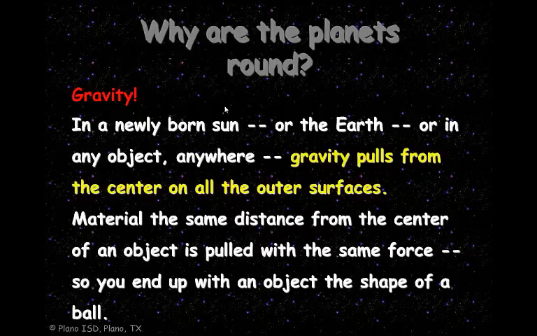Why are the planets round? Why are all the planets round? Gravity. In a newly born sun, or the Earth, or in any object anywhere, gravity pulls from the center on all of the outer surfaces. Material the same distance from the center of an object is pulled with the same force, so you end up with an object in the shape of a ball.